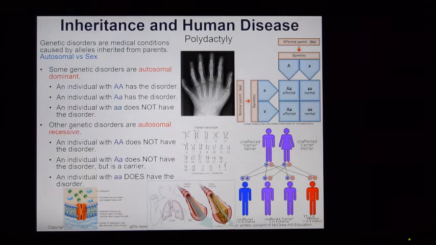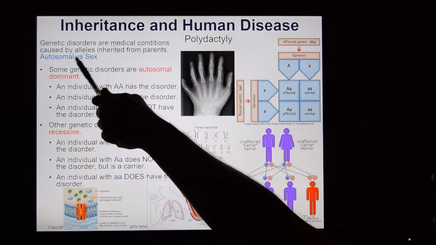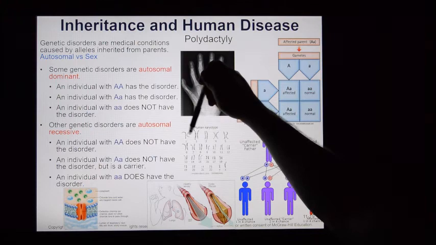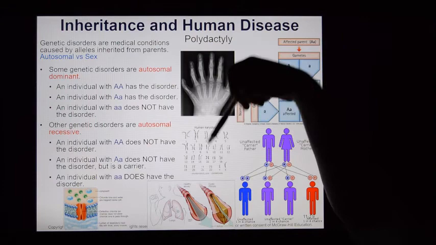Perfect. Now, a few other concepts to get into here. Inheritance and human disease. Worthy of mention here is the concept of autosomes and sex chromosomes. Your first 22 chromosomal pairs are considered your autosomes. So the first 22, 1 through 22, those are autosomes. The sex chromosomes are the last two. I feel like I mentioned this in the last lecture, but regardless, we're going to talk about it again.